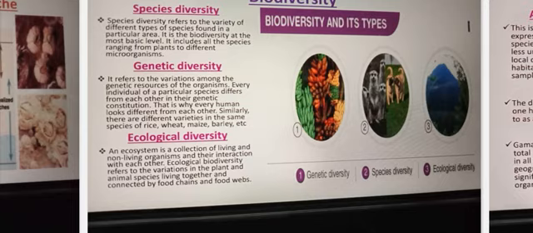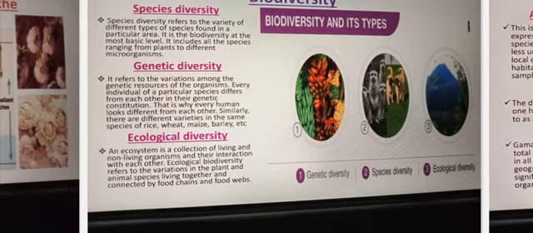Then genetic diversity refers to the variations among the genetic resources of the organism. Every individual of a particular species differs from each other in their genetic constitution. That is why every human looks different from each other. Similarly, there are different varieties in the same species of rice, wheat, maize, barley, etc.